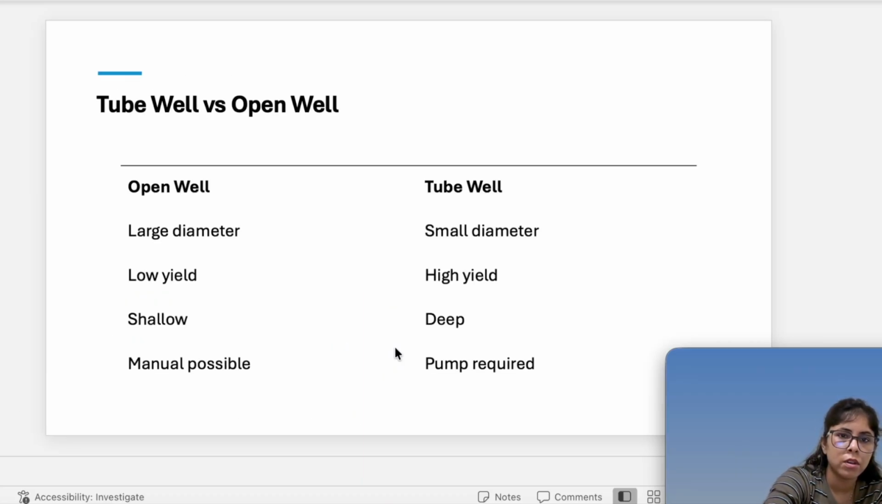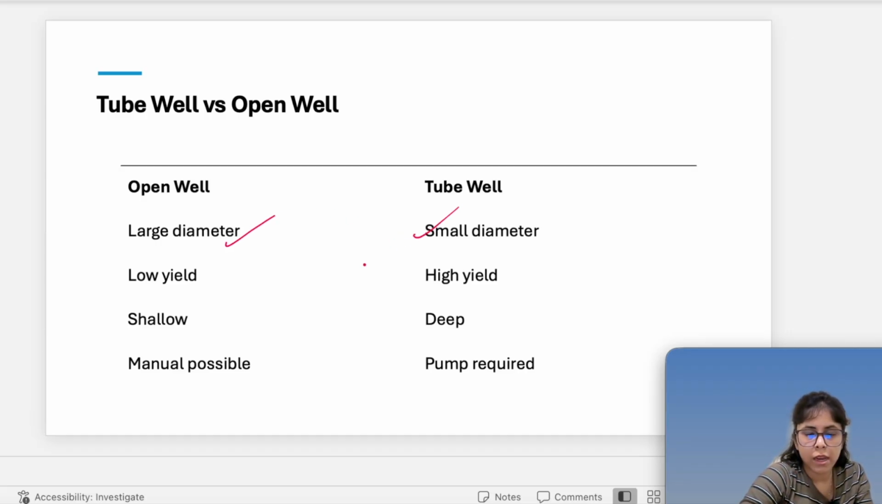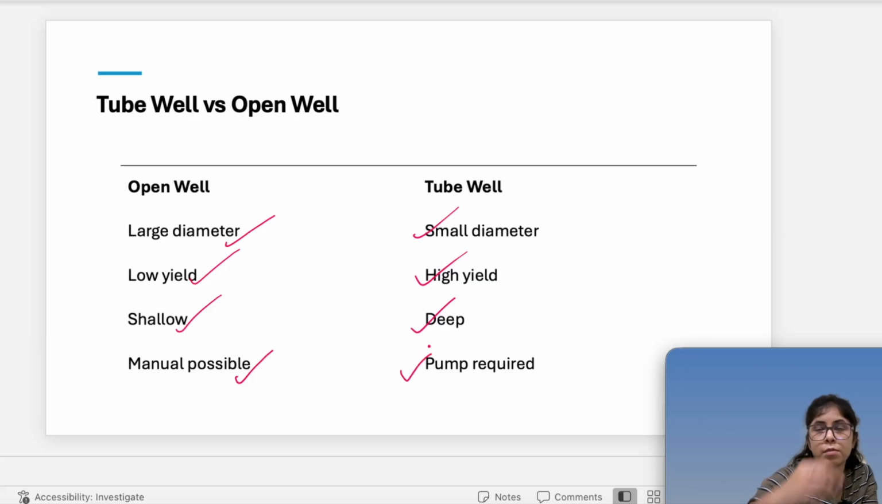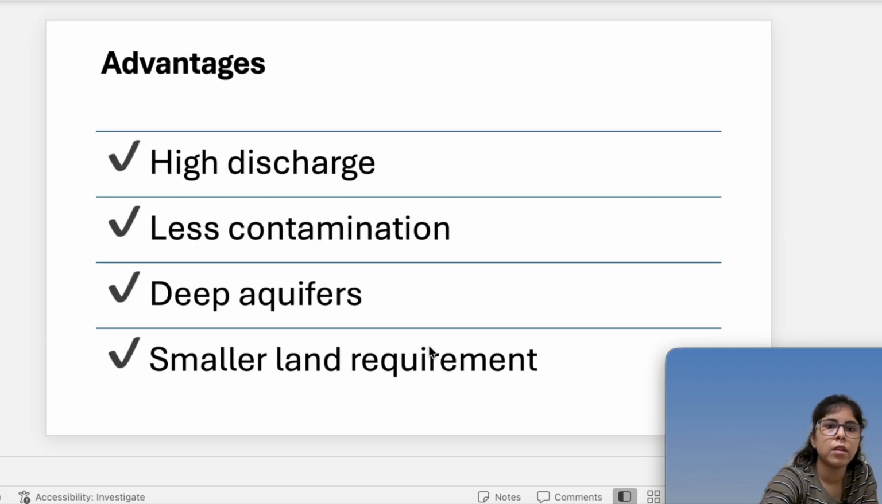And now we have a small comparison of open well with tube well. An open well has a large diameter, low yield, is shallow, and manual extraction is possible. A tube well has a small diameter, high yield, and is deep. Because it goes so deep we can't take water manually, and its diameter is small, so we need a pump to get the water. The advantage of a tube well is high discharge, 200 liter per second.